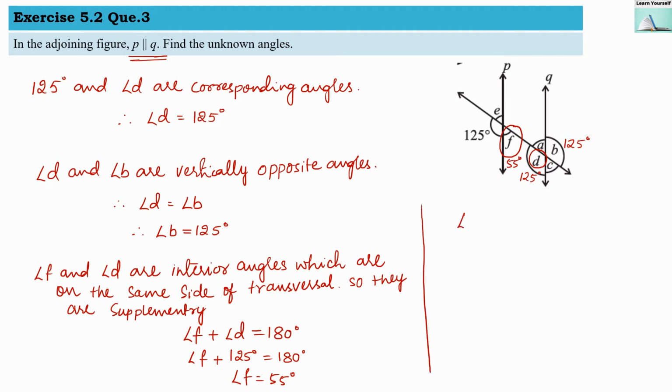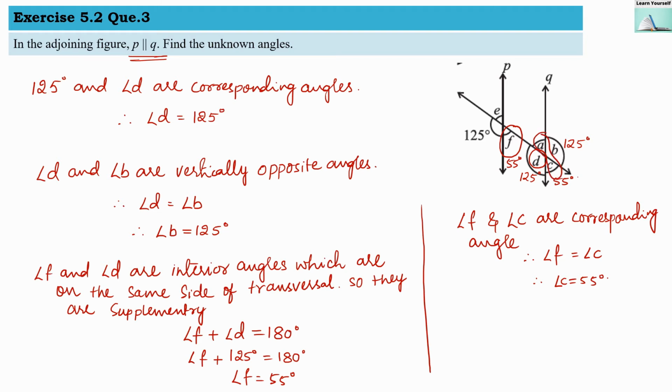Now angle F and angle C are corresponding angles. Because of that, they are both equal. So angle C will be equal to 55 degrees. Now as you can see, angle A and angle C are vertically opposite angles. So that's why they are also equal. And the reason here is vertically opposite angles.